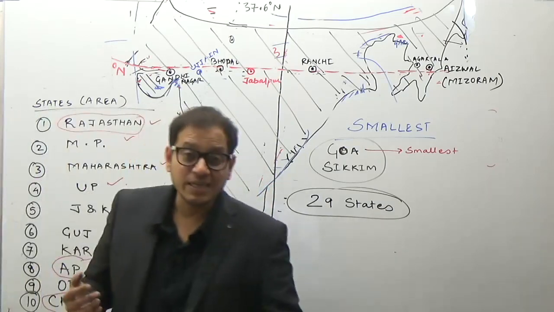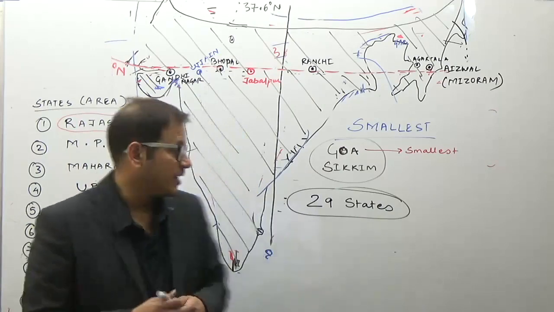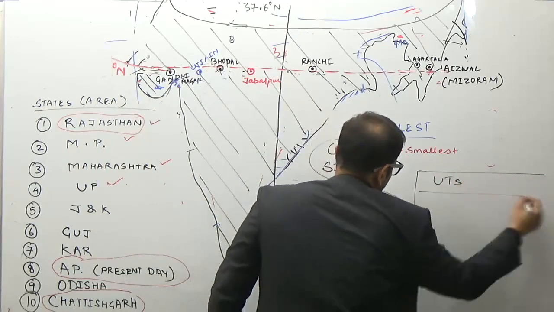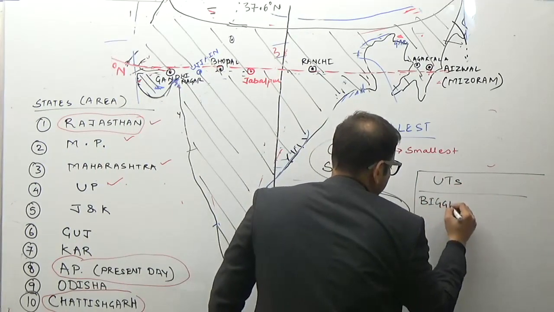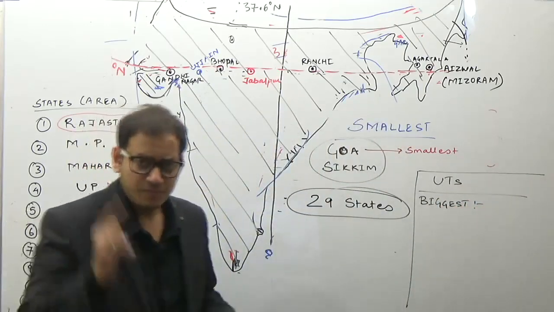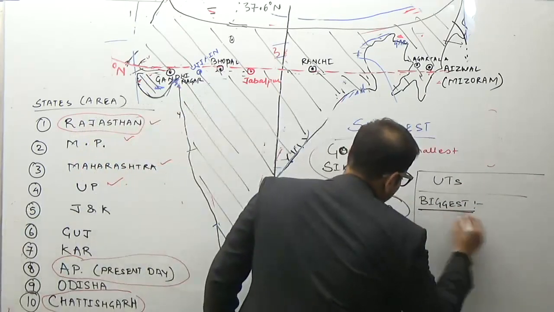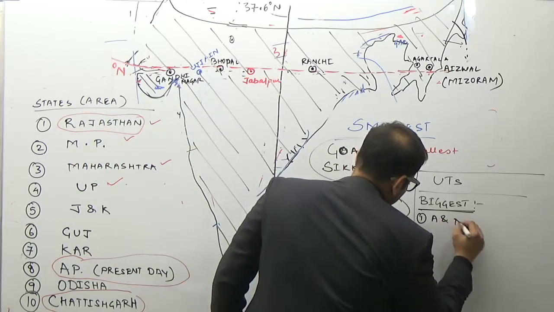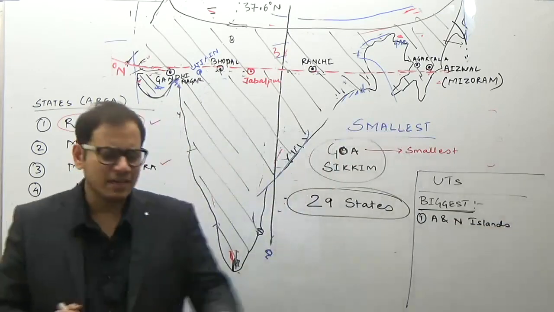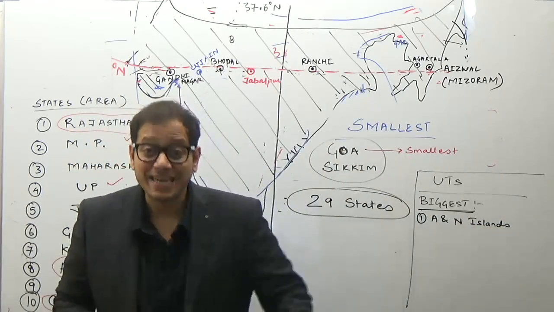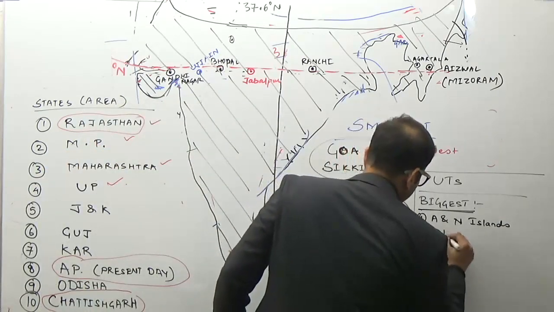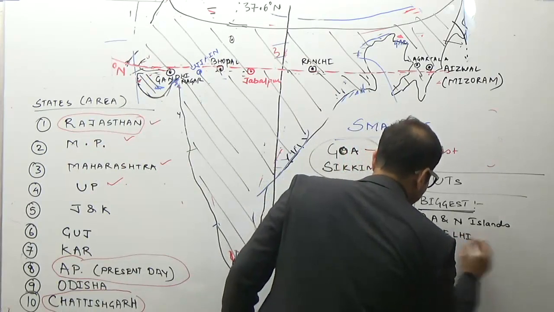So, out of these Union Territories, which is the biggest Union Territory? In terms of Union Territories, the biggest is Delhi, Lakshadweep, Andaman, Nicobar Islands. Remember, the biggest Union Territory is Andaman and Nicobar Islands. Look in the atlas at the location of Andaman and Nicobar Islands. The second biggest Union Territory, remember, is the capital, Delhi.